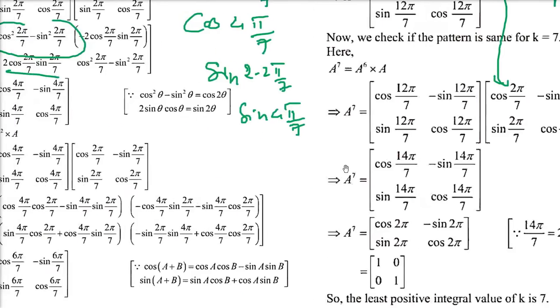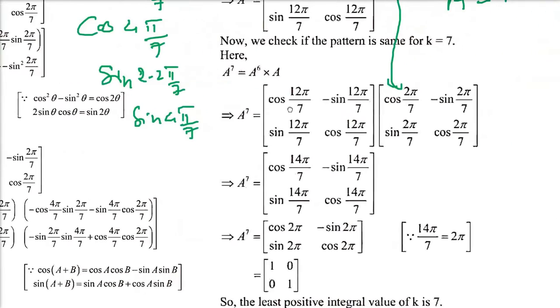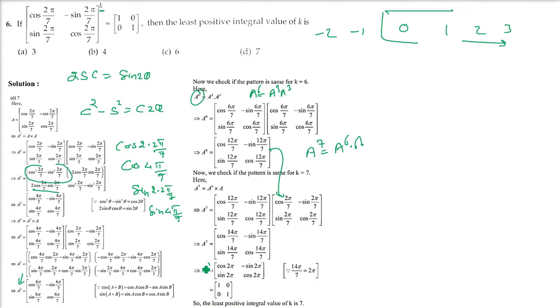When we do this finally, A raised 7, you will see, because one time this has come, 12 pi by 7, all these numbers are normal. But 14 pi by 7, when you divide 14 by 7, it will be 2 pi. Now cos 2 pi has a certain value, which is actually equivalent to the answer, because cos 2 pi is cos 360 degree. Cos 360 degree is equivalent to cos 0 degree, if I don't take the sign into consideration. So 1 will be there. And sin 360 degree, sin 0 degree, sin 0 is 0. So it is an identity matrix.